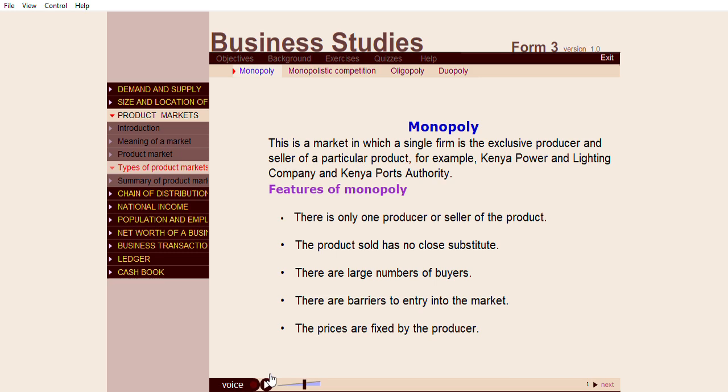Monopoly. This is a market in which a single firm is the exclusive producer and seller of a particular product. For example, Kenya Power and Lighting Company and Kenya Ports Authority.